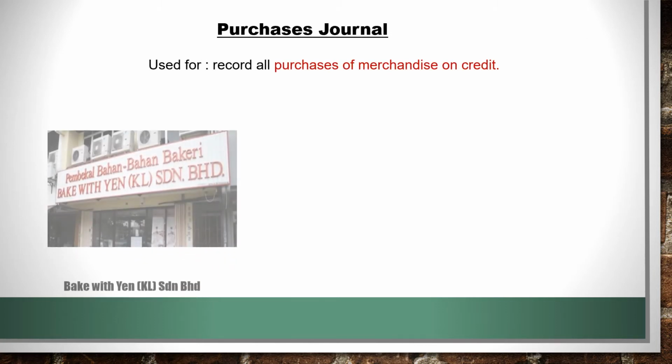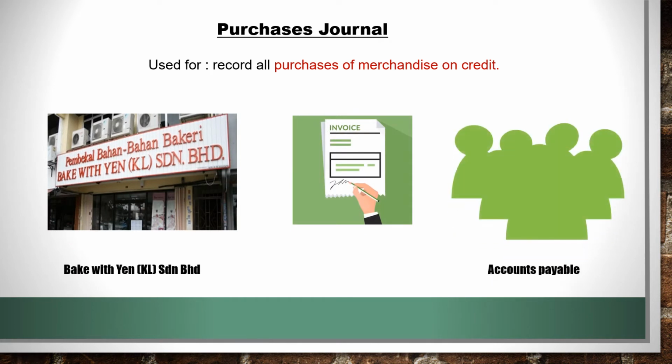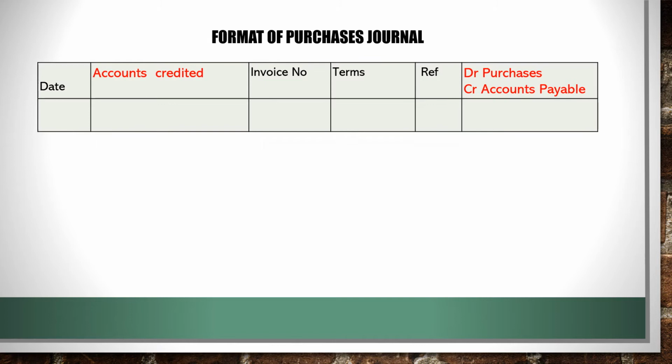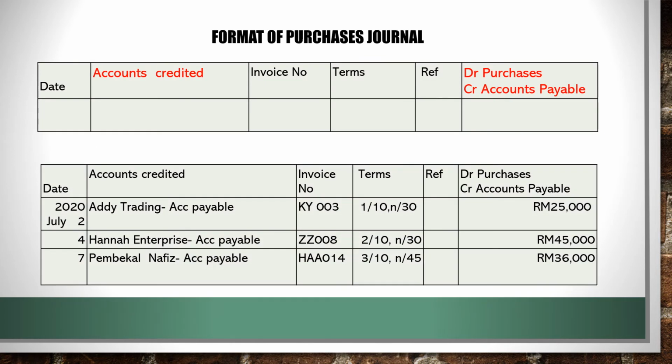In the purchases journal, companies record purchases of merchandise on account or credit. All cash purchases are recorded in another special journal known as cash payments journal or cash disbursements journal. In the purchases journal, the entry is debit to purchases account and credit to accounts payable. Take a look, example format of purchases journal. For the account to be credited, it will record all accounts payable with invoice number or credit terms.